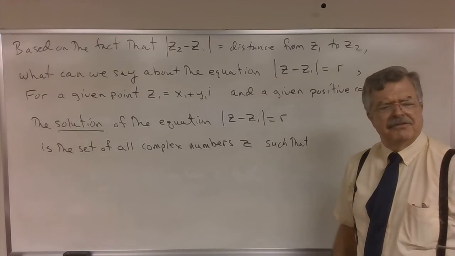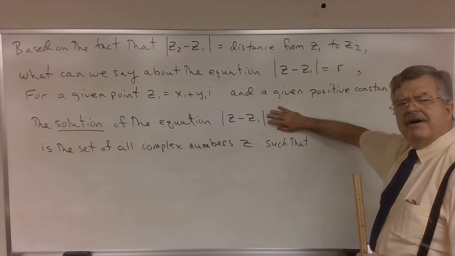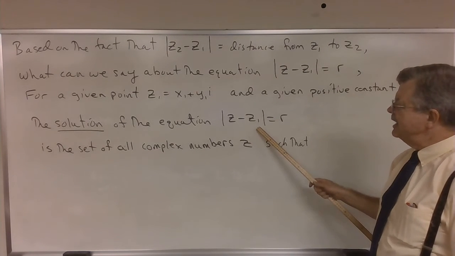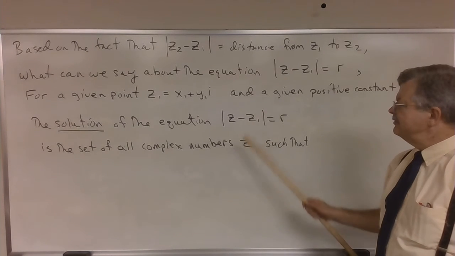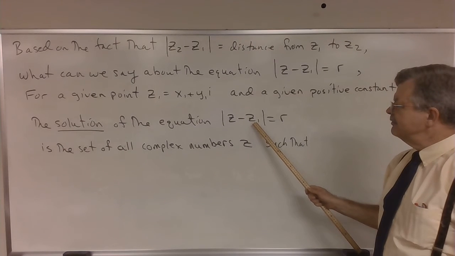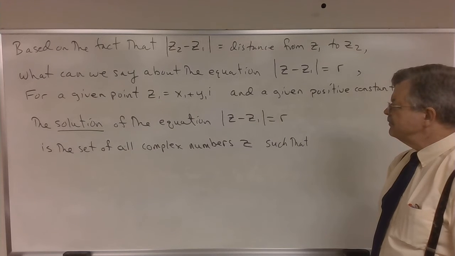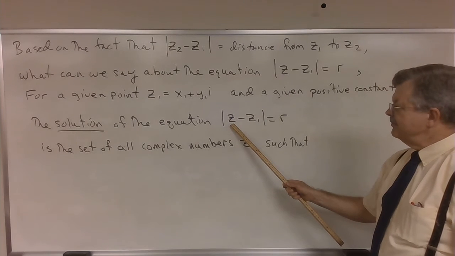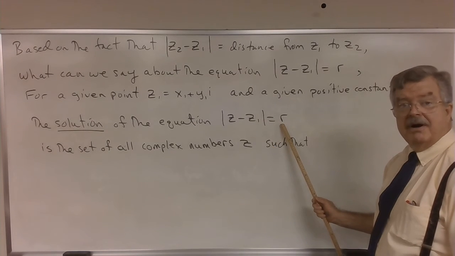Okay, let's reason this out. Forget about the r for a second. What is the modulus of z minus z1? Isn't that the distance from z to z1 or from z1 to z? So we're looking at complex number z whose distance from z1 is equal to r.